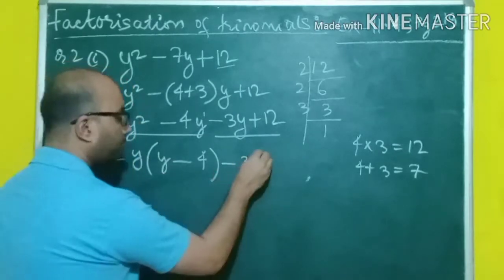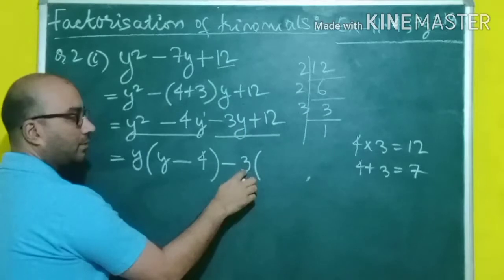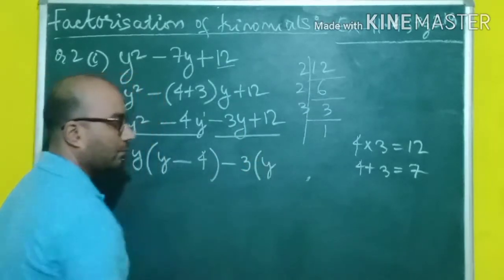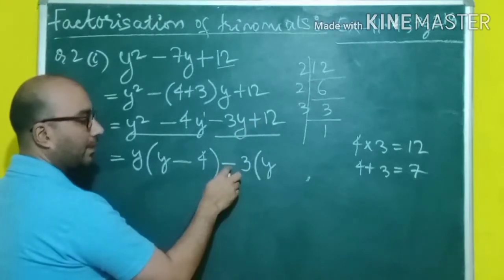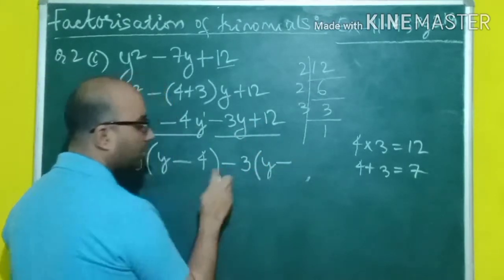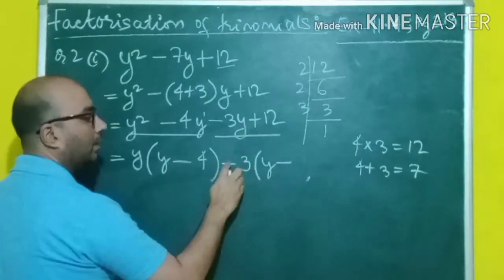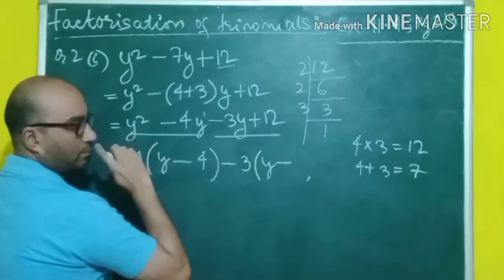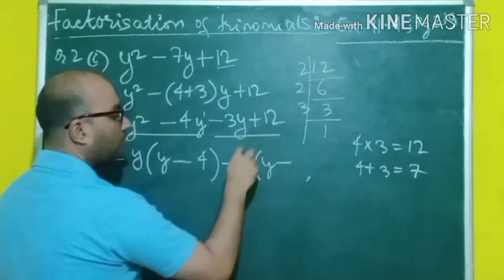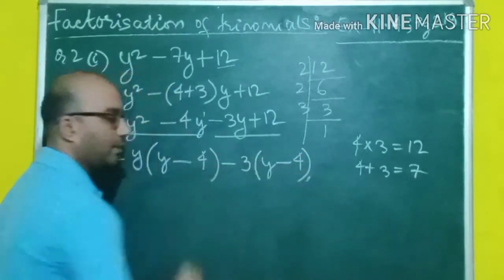Now let us write down the leftover. So out of the 3y we have taken the 3 common, so what will be left over here? Y. Okay, out of the plus, already we have taken the minus outside, so what will come here? Minus, because if you multiply both the symbols here, this should give back this symbol. So minus into minus is giving you plus, and minus into plus is giving you minus. So out of the 12 we have taken the 3 common, so what will be left over here? 4 will be left over here.